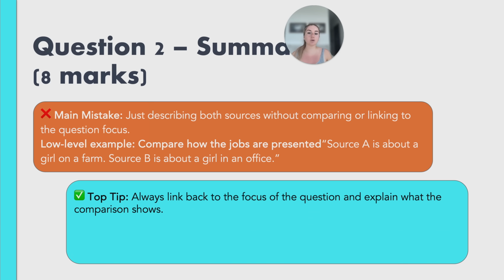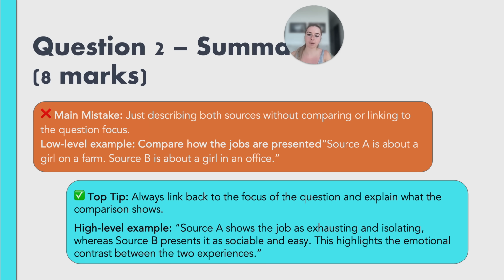Again, if it is all about jobs, I must use the word jobs because that is the focus of the question. So a high-level example would be, source A shows the job as exhausting and isolating. So you can see I've actually explained what it is, whereas source B presents it as sociable and easy. This highlights the emotional contrast between the two experiences. And then you can go on to say what each one suggests. So then it's very clear I am focusing on jobs because that is the focus of the question. And then I've compared it as well.